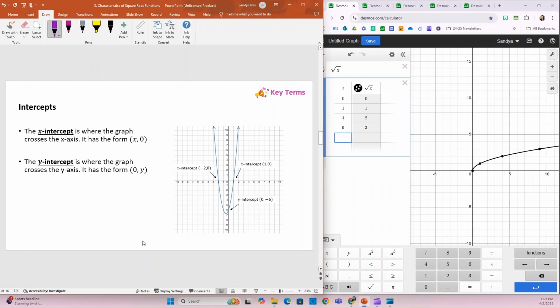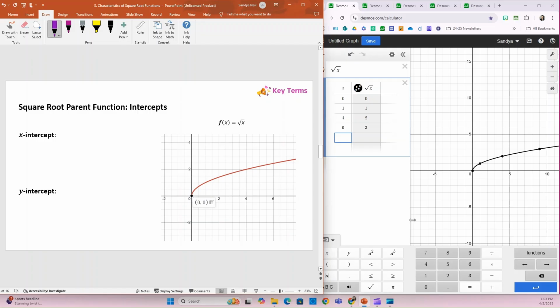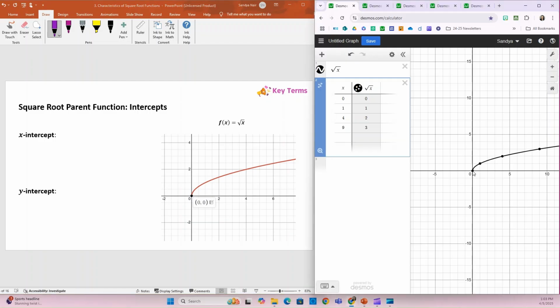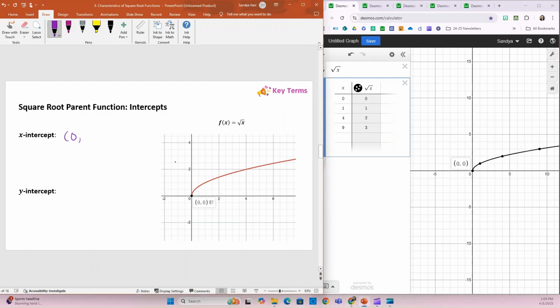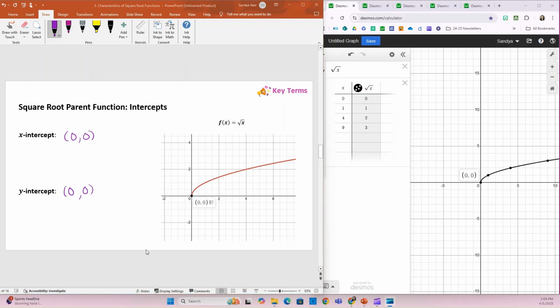So now let's think about the intercepts. Remember, the x-intercept is where the graph crosses the x-axis, and the y-intercept is where the graph crosses the y-axis. So this square root parent function actually has this point right here, (0, 0). And so that's going to be both the x-intercept and the y-intercept. Because remember, the x-intercept occurs where the y value is 0, and the y-intercept occurs where the x value is equal to 0.